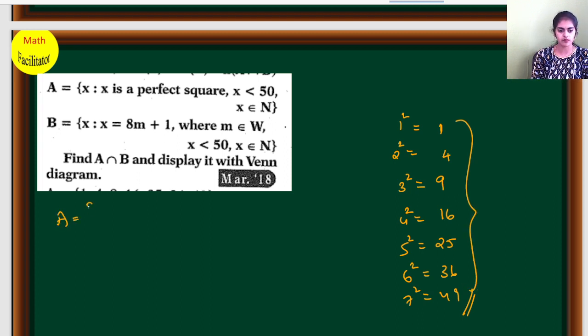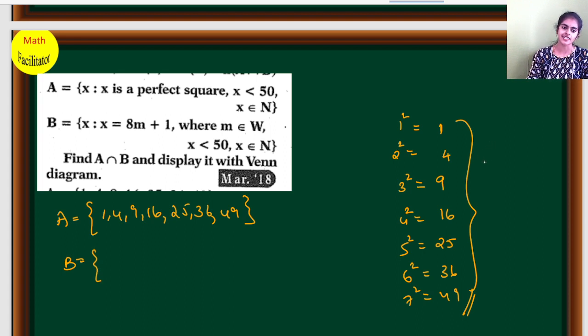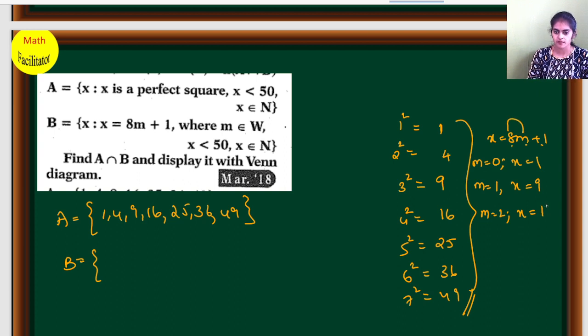Okay, so therefore A contains all the elements of X. X is a perfect square and it is a natural number. So 1, 4, 9, 16, 25, 36, 49, all these are perfect squares and they are natural numbers. And B is nothing but all elements of X such that X is 8m plus 1, and m belongs to whole numbers. So whole numbers start with 0. So let me take m as 0, so X you get as 1. If I take m as 1, X you will get as 8 into 1 plus 1, which is 9. If I take m as 2, you will get X as 8 times 2 is 16 plus 1, 17.